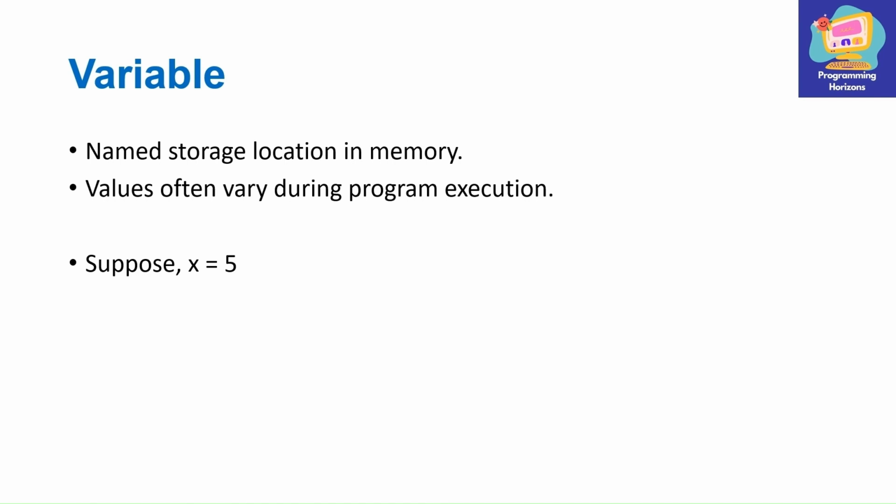Suppose we have x equal to 5. That means we are storing this value 5 somewhere in computer memory. And when we say x equal to 5, then x represents the name of the variable.